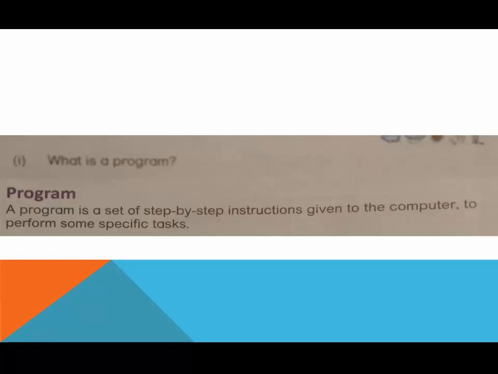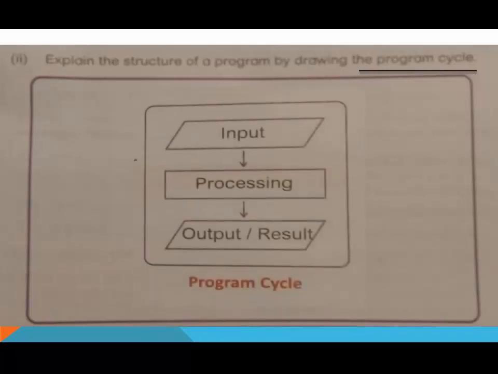Let us move on. Explain the structure of a program by drawing the program cycle. See, I already told you this is important. The defining point in this question is program cycle. If you are asked to write the structure of a program, then the answer will be different. It is asking for program cycle, so this will be your answer.